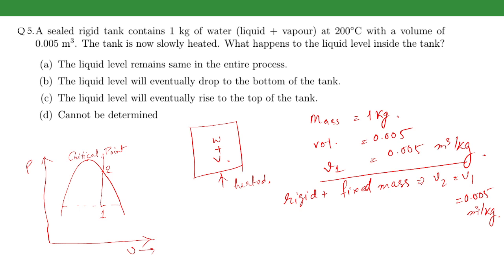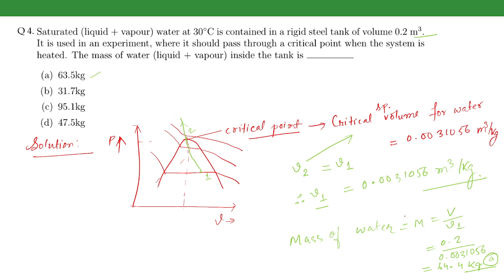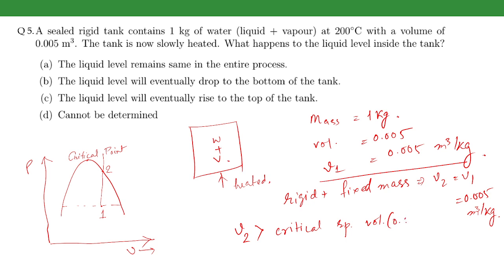We cannot essentially write it at this point. It could well be that point 1 was somewhere here and it would have gone like this, or it could have passed directly like this. So this V2 value is greater than the critical specific volume, which is 0.0031056, as we have already used. Since it is higher than this one, it will lie on this side.